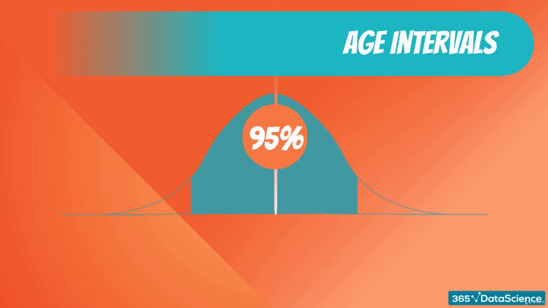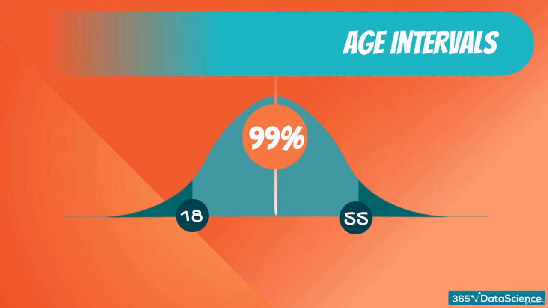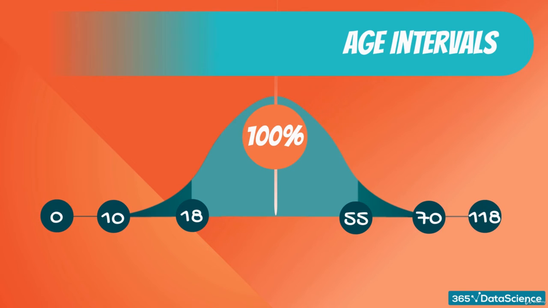Okay, so I am 95% confident you are between 18 and 55 years old. Also, I am 99% confident that you are between 10 and 70 years old. I am 100% confident that you are between 0 and 118 years old, which is the age of the oldest person alive at the time of recording. Finally, I am 5% confident that you are 25 years old. Obviously, this is a completely arbitrary number.